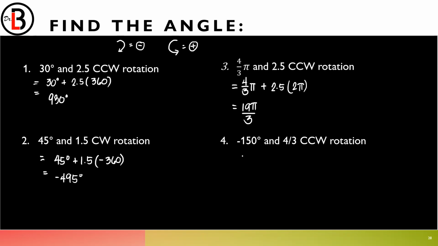All right. Lastly, negative 150. 4/3 counterclockwise rotation. So plus 4/3 of a counterclockwise, 360 positive. So negative 150 plus 480. Is it 330? All right. So I hope you understand how to find the angle.